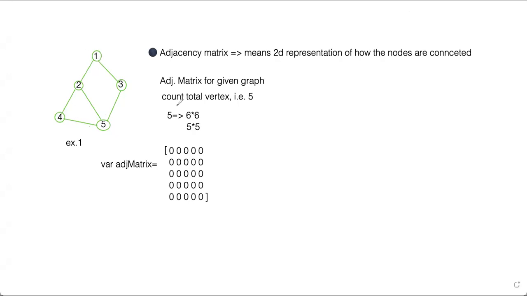So 1 is connected to 2, right? So go further, first row and second column. 1 is connected to 2, make it 1. And since it is an undirected graph, 1 is connected to 2 and 2 is connected to 1 also. So make 2 comma 1 also. This is 2, this is 1. This is 2 and this is 3, right? And similarly this is 4 and this one is 5.